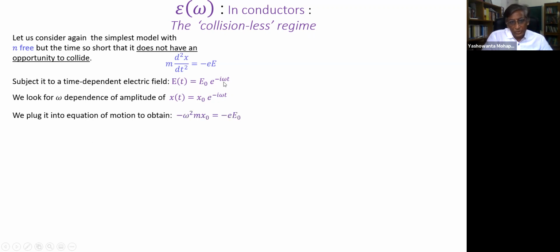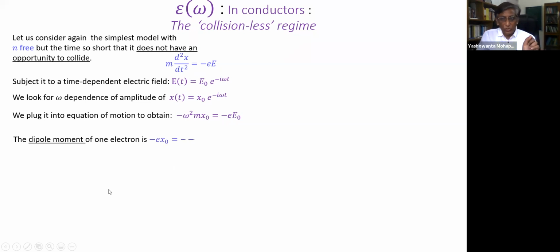This will give you minus omega squared m x naught equals minus e E naught. I have cancelled the e to the minus i omega t, as we have been doing, and hence x naught is now a function of omega. Now, if the electron goes out from its mean position, we know it's a dipole. So the dipole moment of such an electron would be minus e x naught. It's oscillating, but its amplitude is x naught. So now I can find one electron's dipole moment. Each electron has charge minus e, and it is displaced from its mean position by the amplitude x naught.